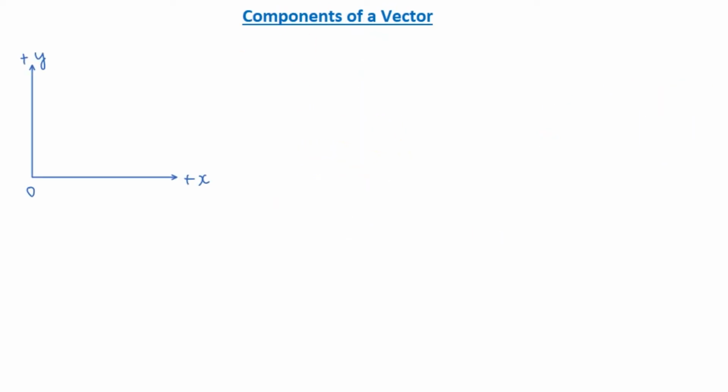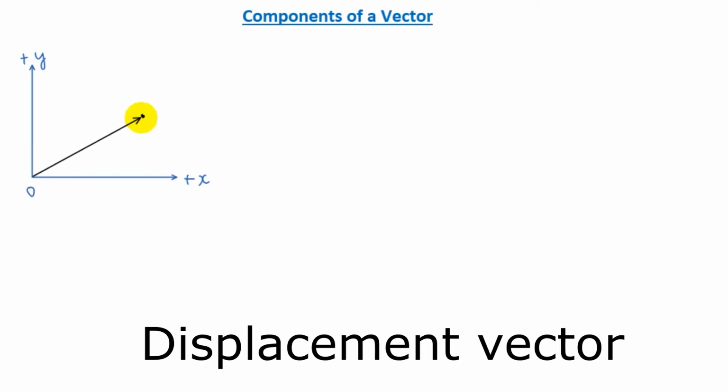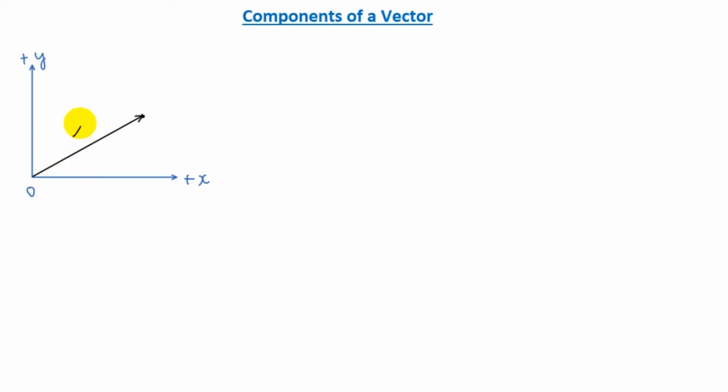So next we have components of a vector. Suppose you travel from origin to this point. So this arrow will represent the displacement vector, and we will represent it with r with an arrow on it. So this is the way we represent a vector.